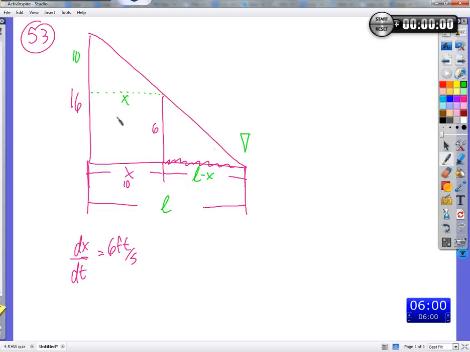Okay, so we have similar triangles. In this triangle, this vertical side is 10, and that vertical side will stay 10 the whole time, because it's just a straight shot from that point to the top of his head, which stays the same height as well. This is going to change. This is X. And we have this big triangle where the base is L and the vertical side is 16. So similar triangles are useful.